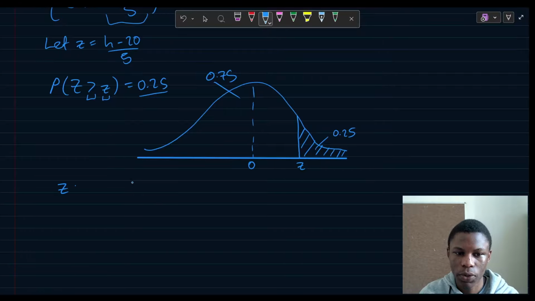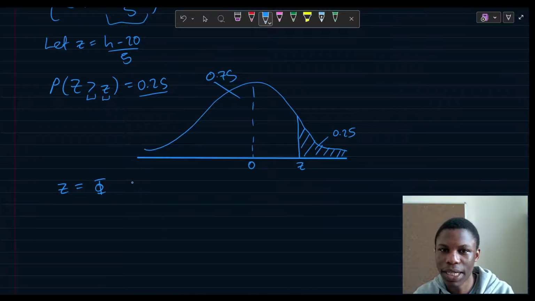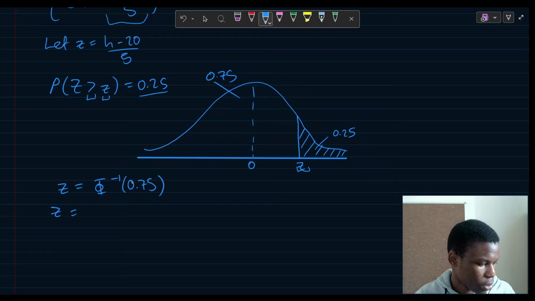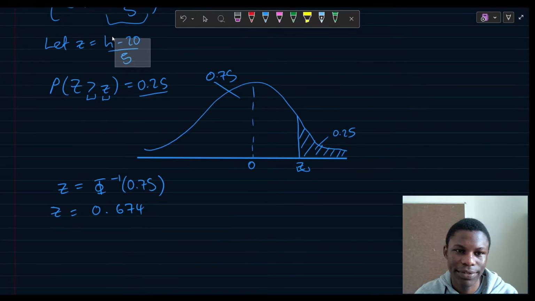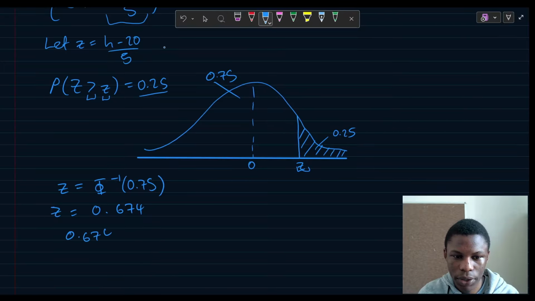And so I know that my small z, I'm going to get that from finding the z value that corresponds to a probability of 0.25, but 0.25 is not in my tables, so I use the bigger value, 0.75, because they're both tied to the same z value. So if you go to your tables and you read off arc-phi of 0.75, you get 0.674. And so, because earlier we defined z as being h minus 20 over 5, I can say that 0.674 is equal to h minus 20 over 5.